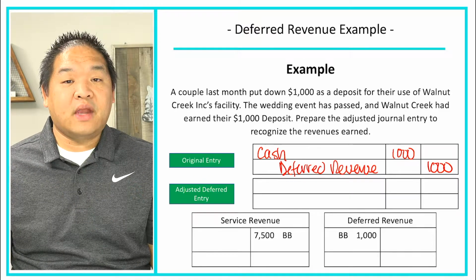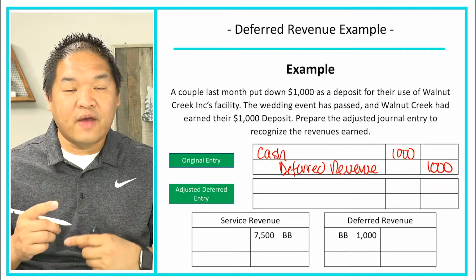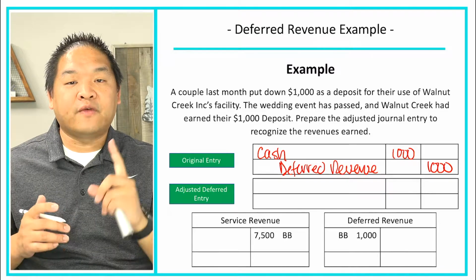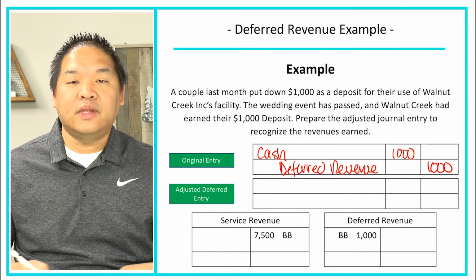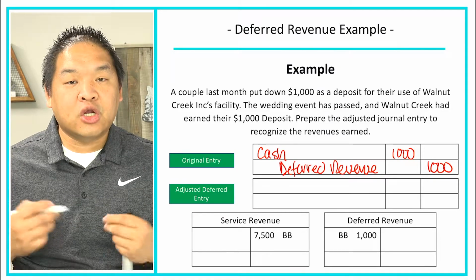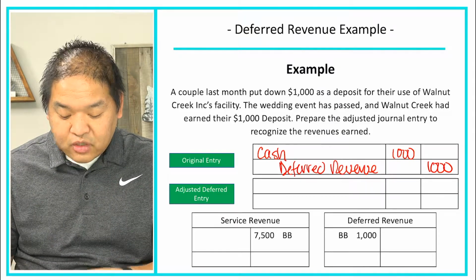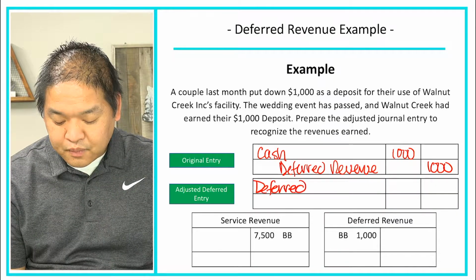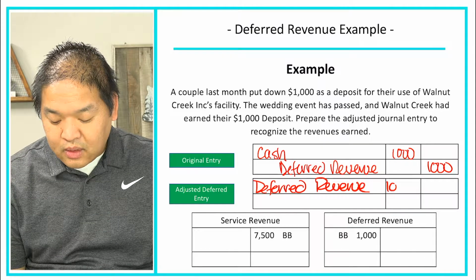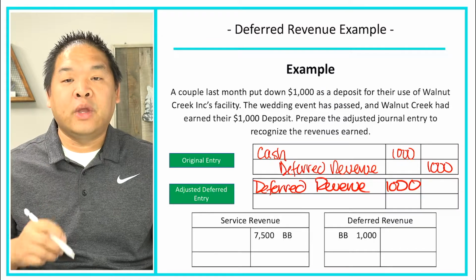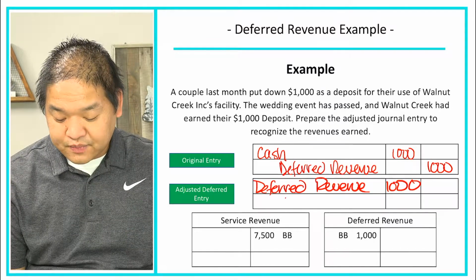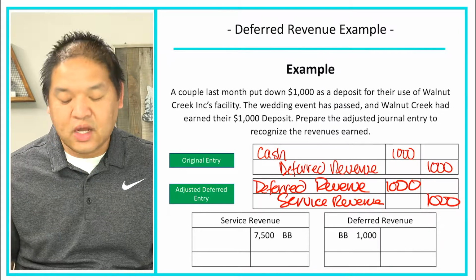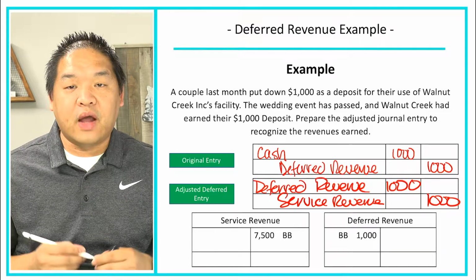Now we no longer owe that amount to our customer, so we have to reverse out the deferred revenue. And we also need to book the revenue because we've now earned it because they've used the facility. To do that, we first get rid of our liability. To get rid of our liability, we do the opposite of what we did when we incurred the liability. In this case, we credited deferred revenue, so we are going to debit deferred revenue. And then we are going to credit service revenue for $1,000. So that's booking $1,000 for the revenue that we have earned.